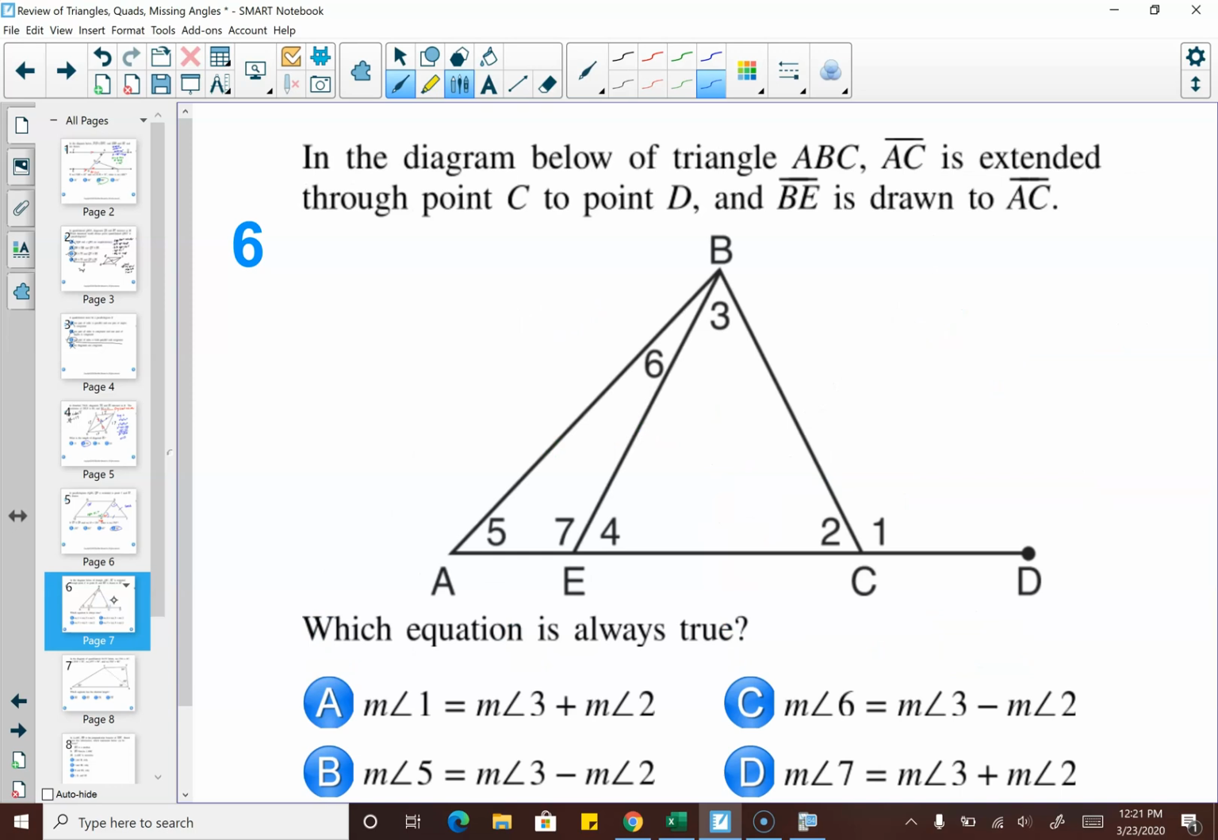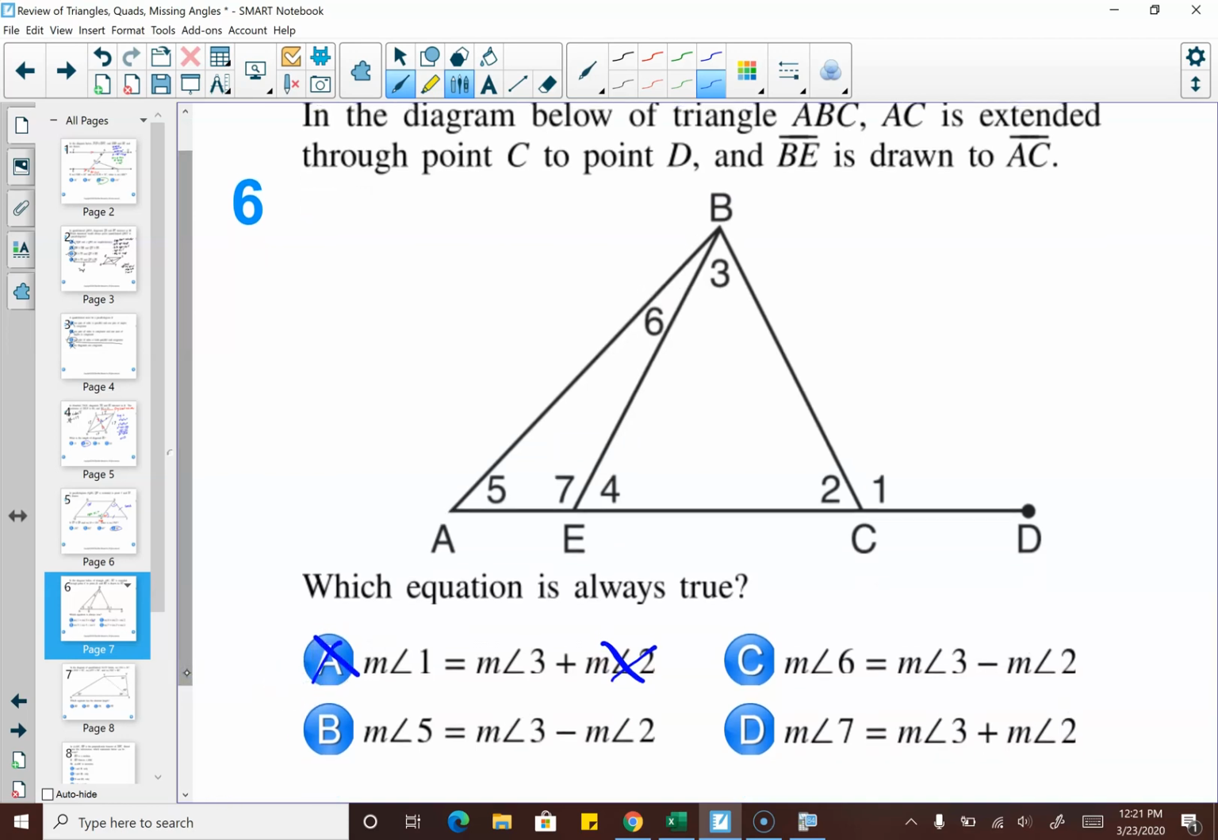In the diagram below of triangle ABC, AC is extended through point C to D, and BE is drawn parallel to AC. Which equation is always true? So if we take a look, angle 1 on the outside is equal to 3 plus 2. Well, that looks a little bit like the exterior angle rule, but the problem is angle 2. Remember, it's non-adjacent interior angles. Angle 5 is equal to angle 3 minus angle 2. Well, I don't really know about that one. It doesn't seem like they're really connected that much.